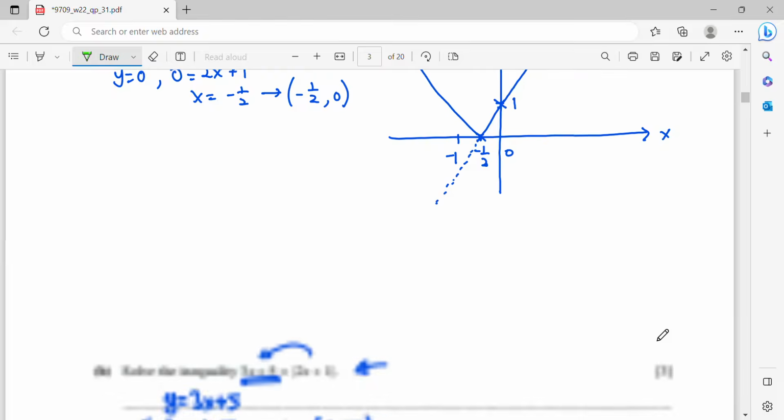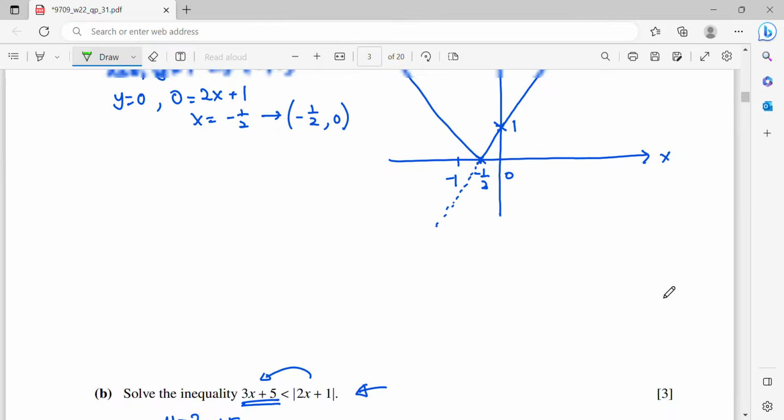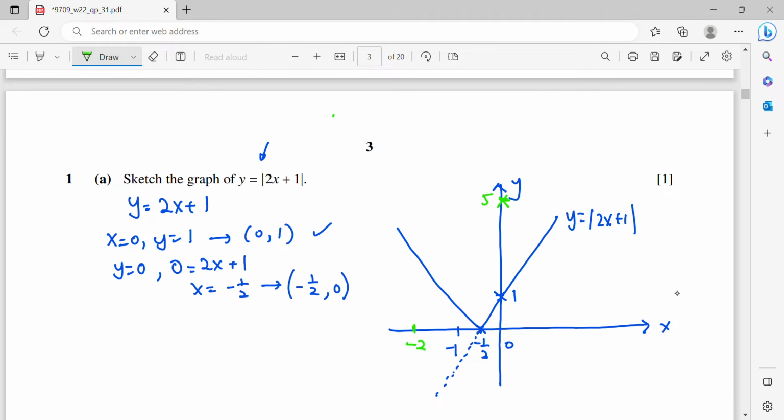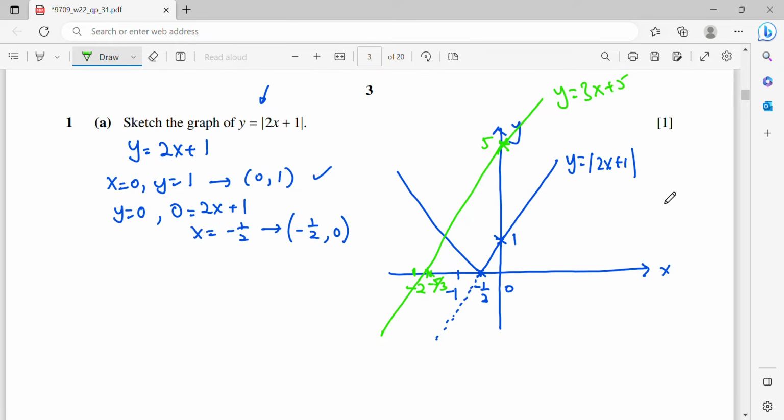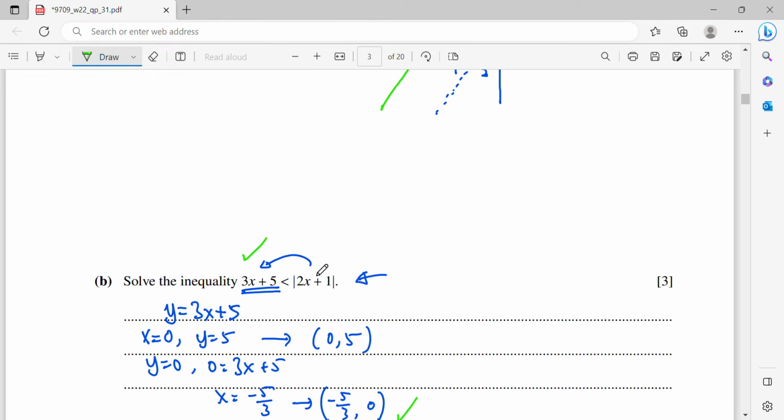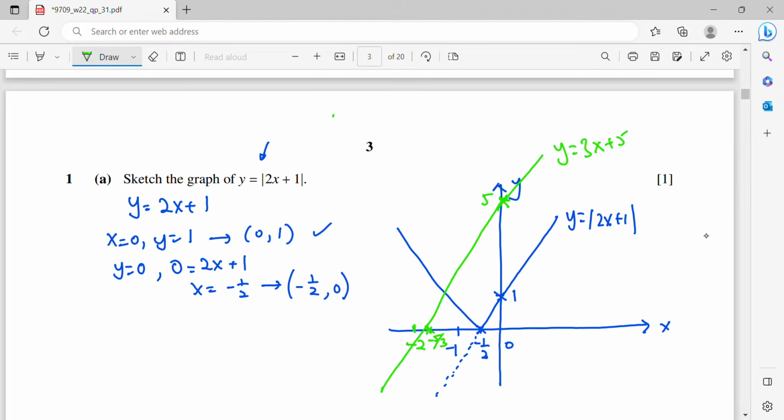And then another point is (negative 5 over 3, 0). So let's say here is minus 2, so this is going to be minus 5 over 3. Now join these 2 points using a ruler. So let's say I'm getting this line. This is y equals 3x plus 5. Now based on this, to solve the inequality, the straight line is less than the modulus graph. The straight line means the green color, less than the modulus graph. So the green line is below the blue line, which means it will be for all these values of x.